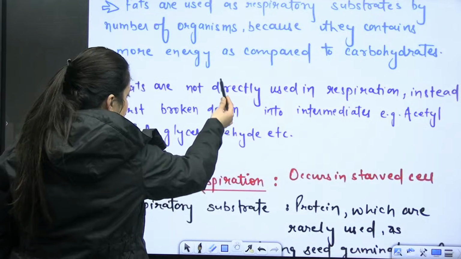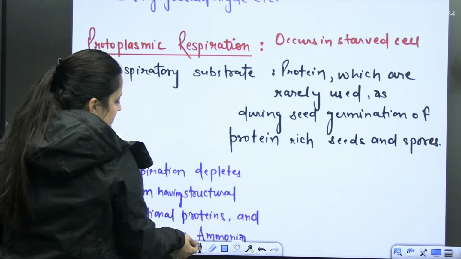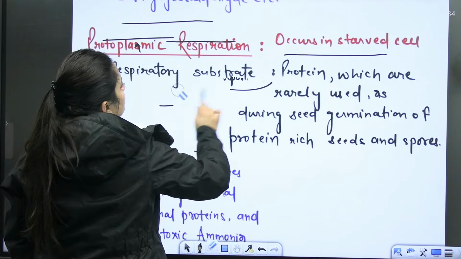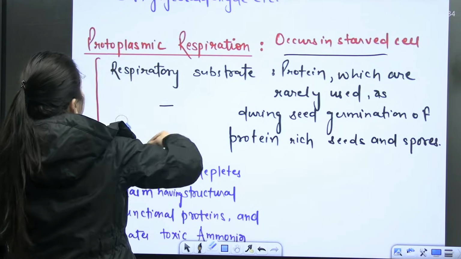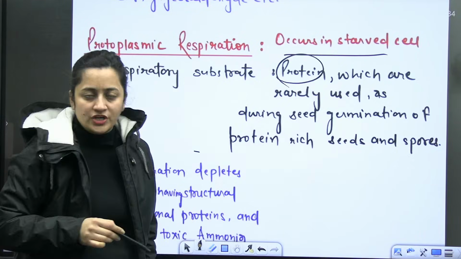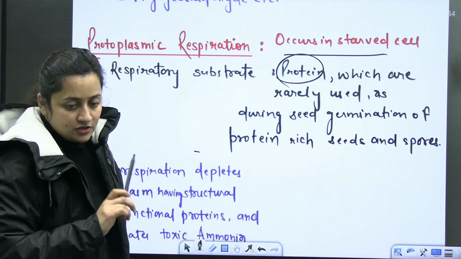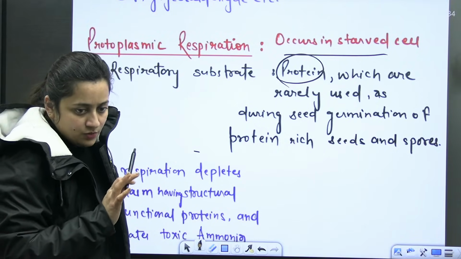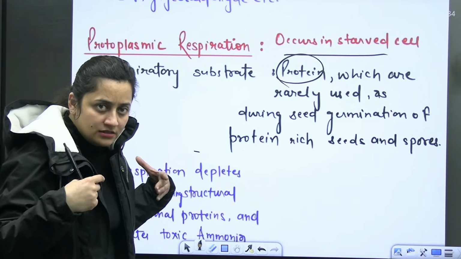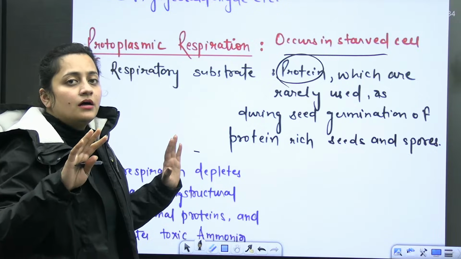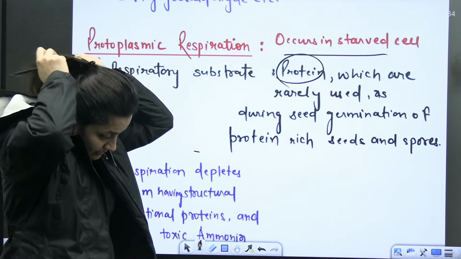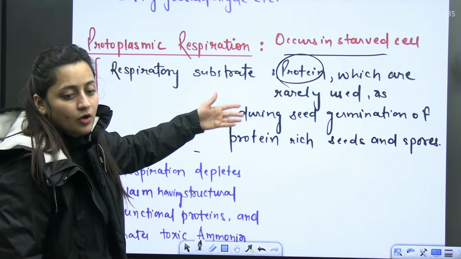Then what is protoplasmic respiration? It occurs in the starved cell. When the cell is under starvation, when the energy sources and other respiratory substrates are not available, the cell will start digesting protein. And I told you when the cell does this, it is very risky, right? Why? Because all that we are basically are proteins. They make this matrix, they make the enzymes as well. So in that case, those will also be digested.